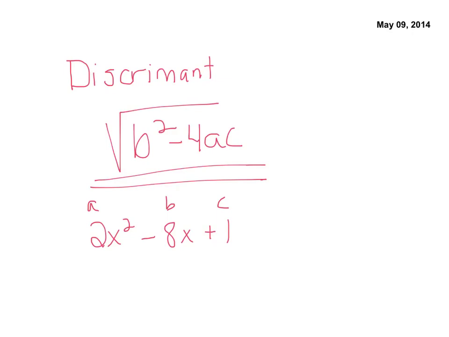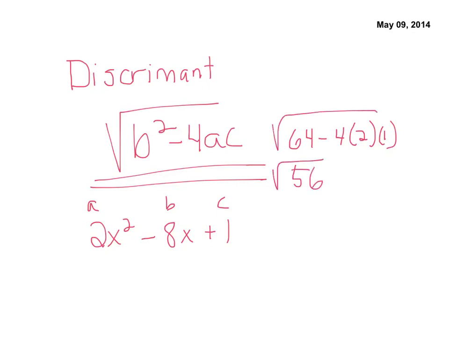So negative 8 squared is 64, minus 4 times 2 times 1. So 64 minus 8 is 56. 56 is not a perfect square, so this is not factorable.